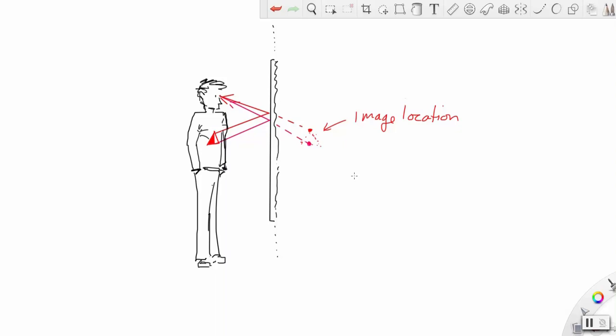Okay, so this is the idea of image formation. And there are many other types of image formation. We don't want to go too far into it, but I do want you to understand the basic idea of reflection and the basic idea of ray optics, so that you can have a general sense of how light works and how we see it.